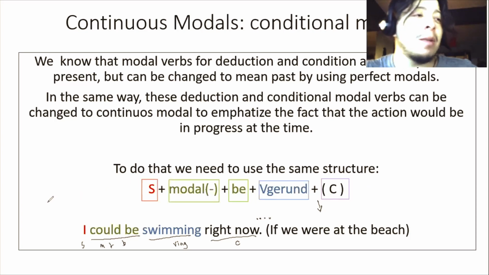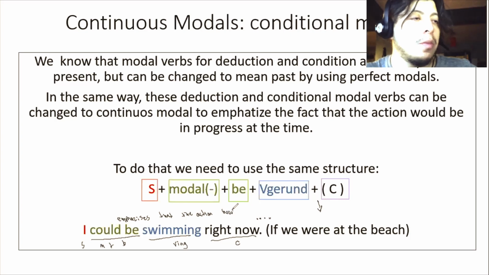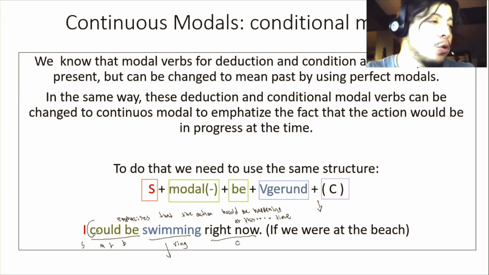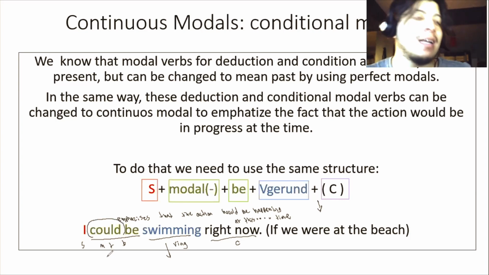Here, this is used to emphasize that the action would be happening at this time, right now. I could be swimming right now. If you use "could," it means yo podría estar nadando.